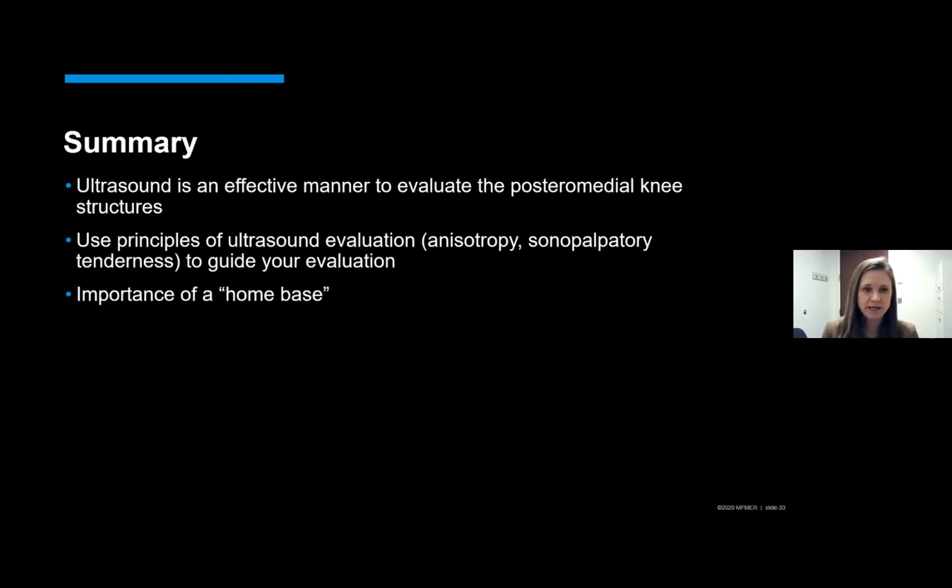Furthermore, sonopalpatory tenderness is a great way to really pinpoint the location of these patients' pain and localize it with imaging. And then lastly, as many people have already touched on previously, a home base is a really helpful way to orient yourself before and during an ultrasound evaluation. The posteromedial knee can be a complex area with many structures crisscrossing, and it's just nice to have a point of reference to get back on track if you're ever lost.